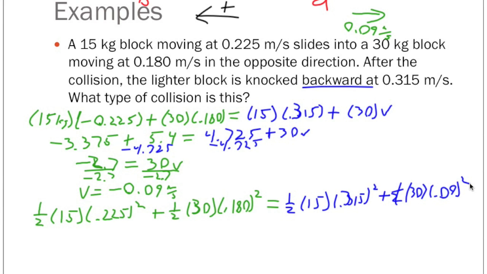So adding these up, 1/2 times 15 times 0.225 squared is 0.3796.